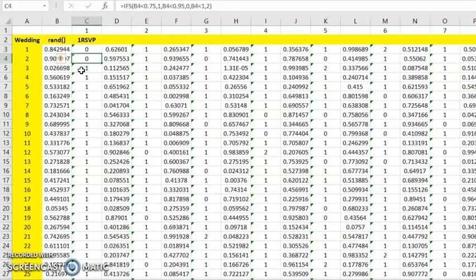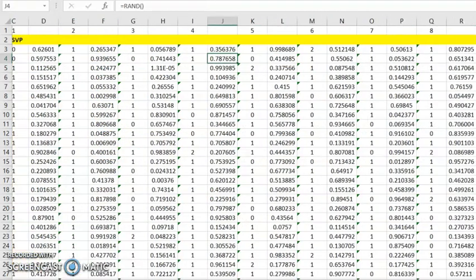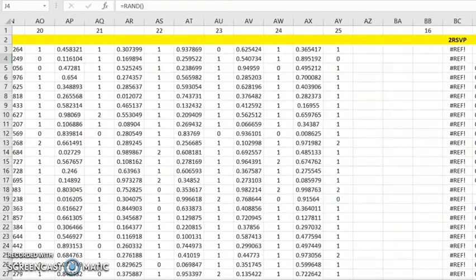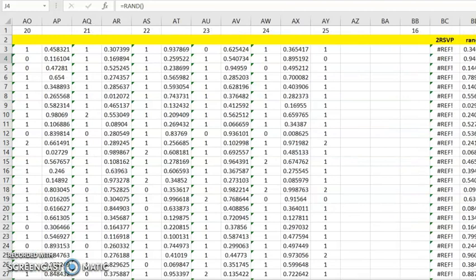And pay attention to the formula that you see here. There is no multiplication by 25. Now this simulation is very exact because we have simulated each guest, as you can see. You should continue the same thing with the 2 RSVP, where there are 60 guests.